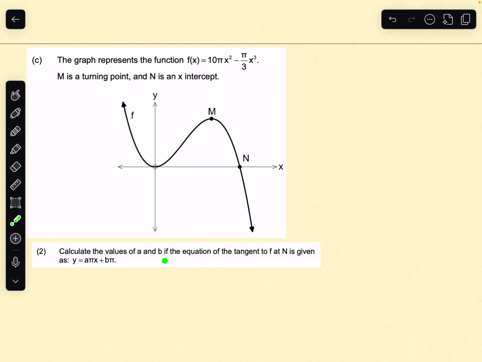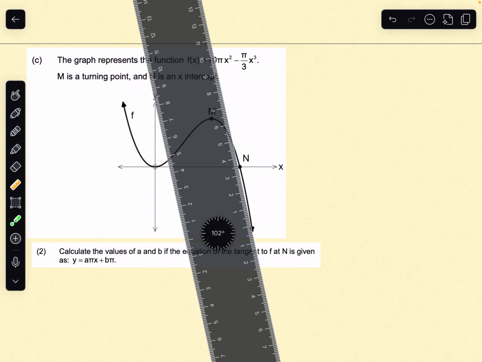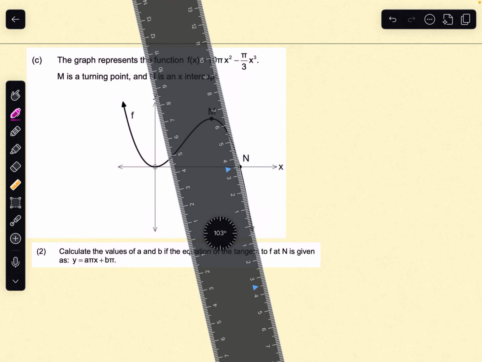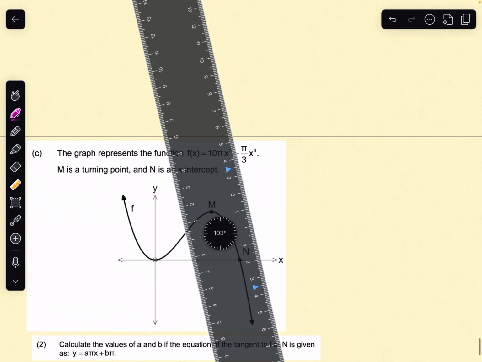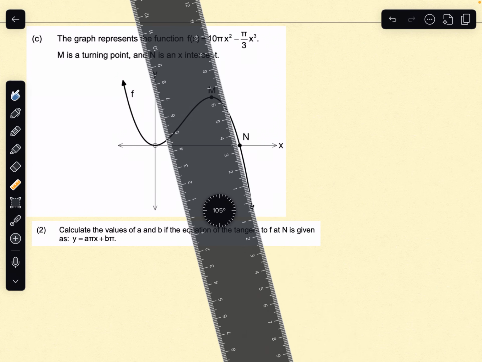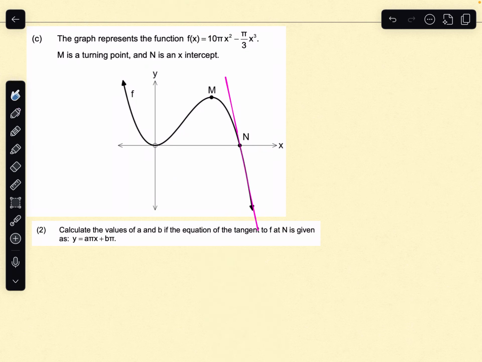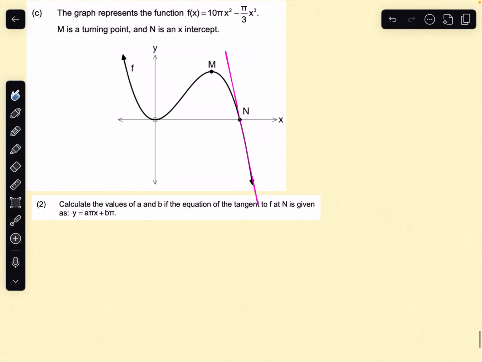Calculate the values of a and b if the equation of the tangent to f at n is given as y is equal to a pi x plus b pi. So we want to find the equation of the tangent to the x-intercept over here. Right, let's try that again. Okay, so that is a terrible tangent, but anyway. We want to find the equation of that pink line.